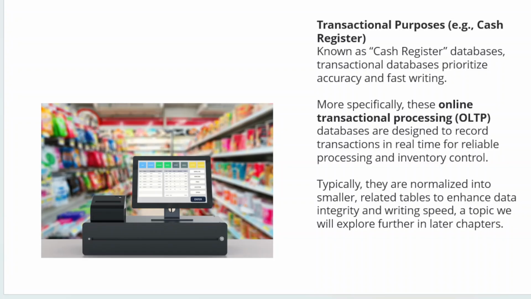I'll talk about the three main types of databases out there, but the one we'll talk about first is your transactional purposes, also known as, I call it, the cash register database. It's a very popular name for it. These are OLTP, online transactional processing databases, and they're designed to record transactions in real time for reliable processing, inventory control, all that kind of stuff. We'll definitely get into it. These are normalized into smaller tables that enhance integrity and writing speed. Something we'll definitely get into later. You're going to get sick of normalization, I promise. But that's the main purpose of these: to enhance data integrity and writing speed.